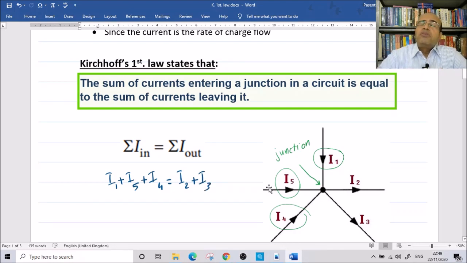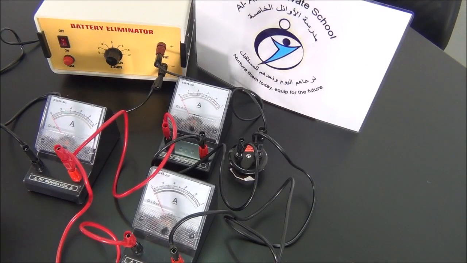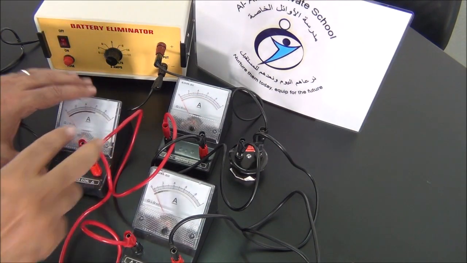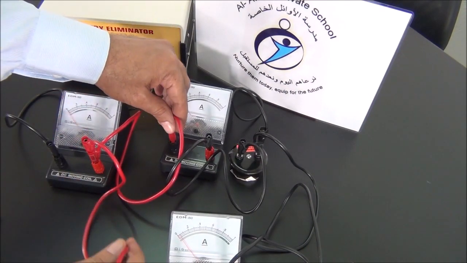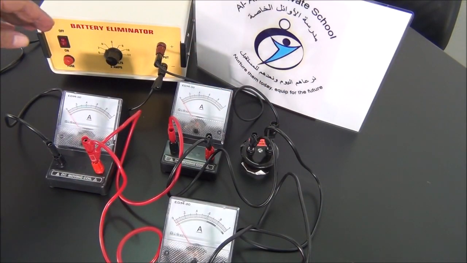Kirchhoff's first law is sometimes called the law of current, conservation law or junction law. So the charge is conserved in Kirchhoff's first law. Remember this, in any circuit the charge is conserved. Now we apply Kirchhoff's first law. This is a junction, so this is the current in, and those are the currents out through the two resistors. So we connect the circuit as shown.